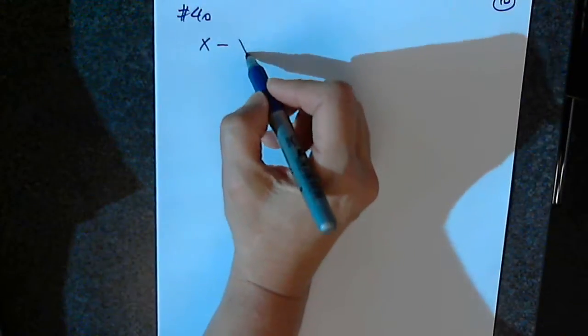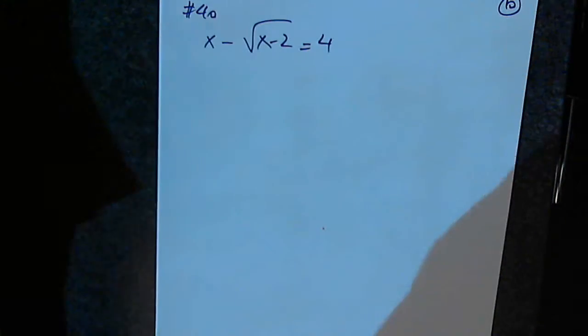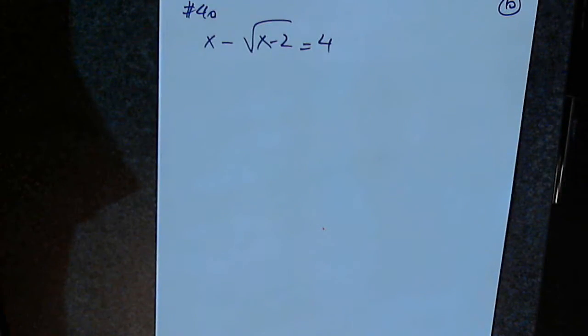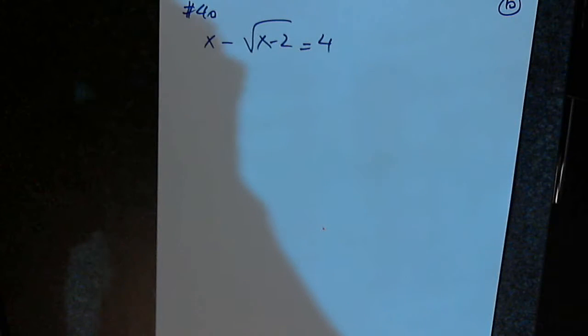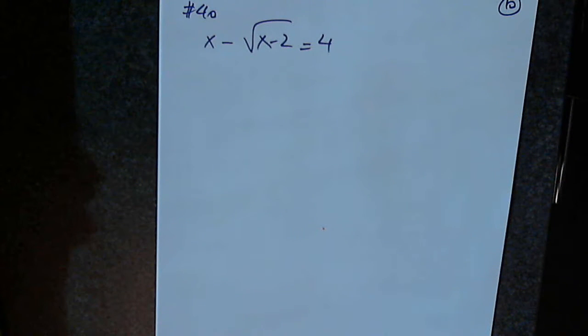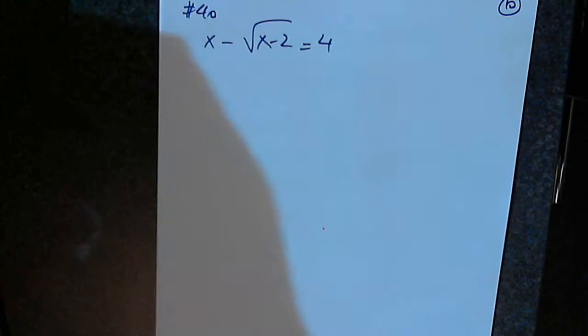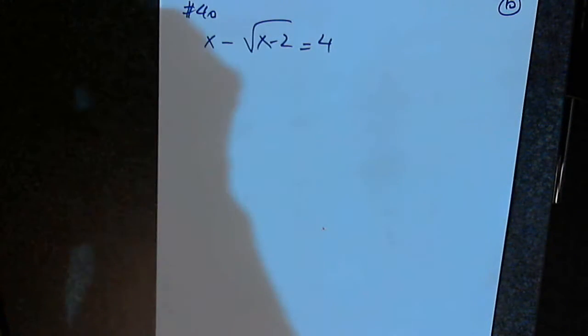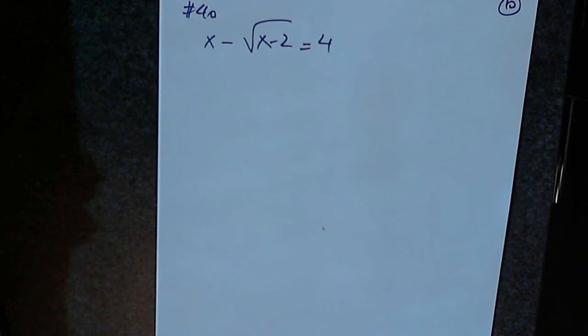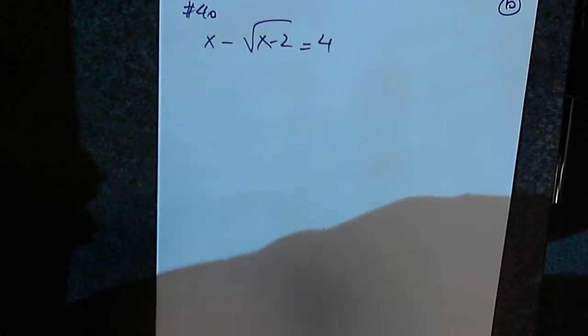So x minus the square root of x minus 2 equals 4. So let's work on this for 1 minute, 2 minutes. Can anyone give us this first step, just the very first step, so we know that everyone is on the right track? The x over.